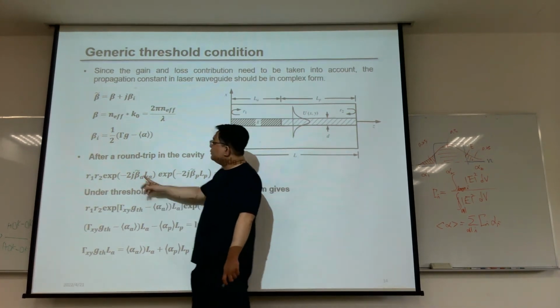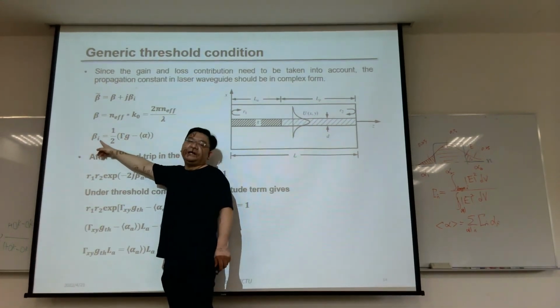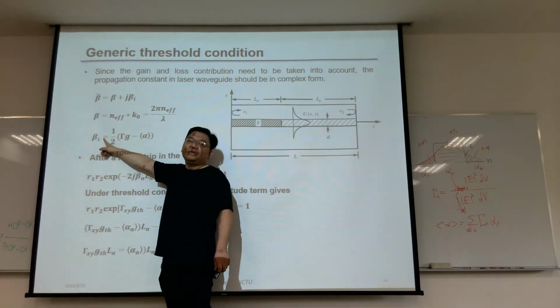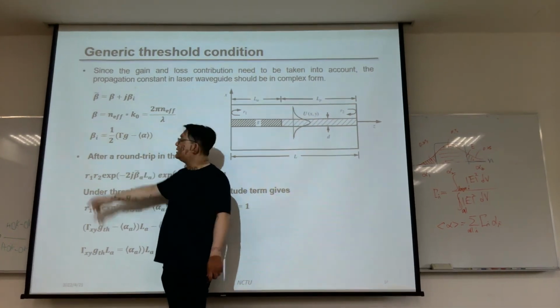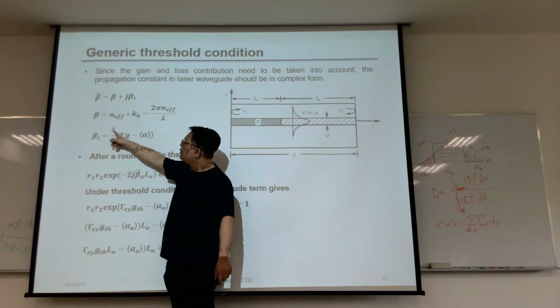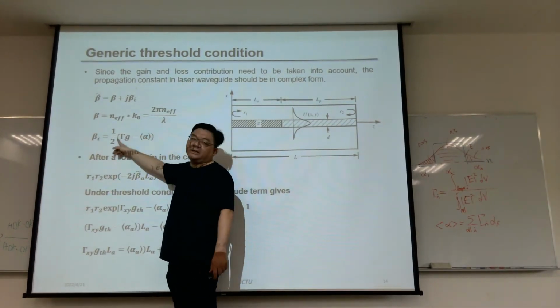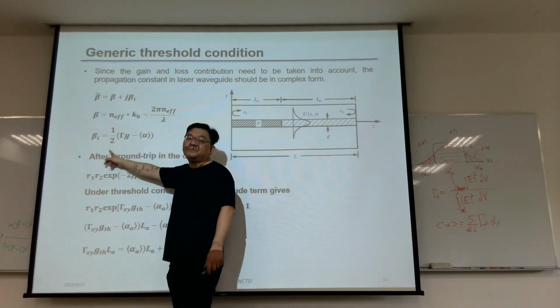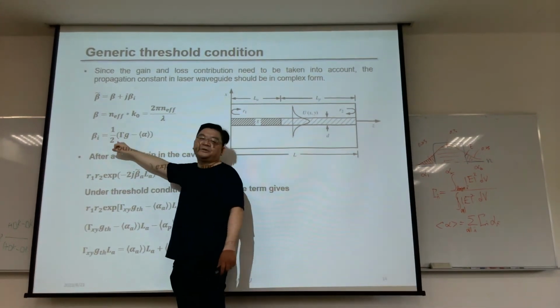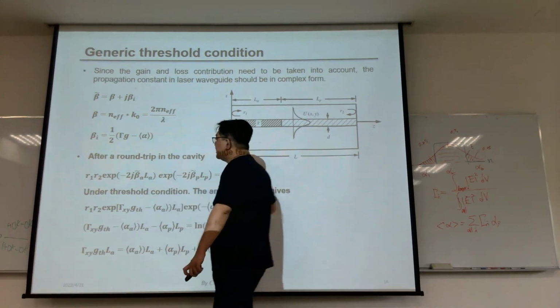Second, we have the imaginary part of beta dominating the intensity. So it will be 1 over 2 times gamma G minus alpha, the net gain, divided by 2 because this is only the electric field. For intensity, you need to take the square.